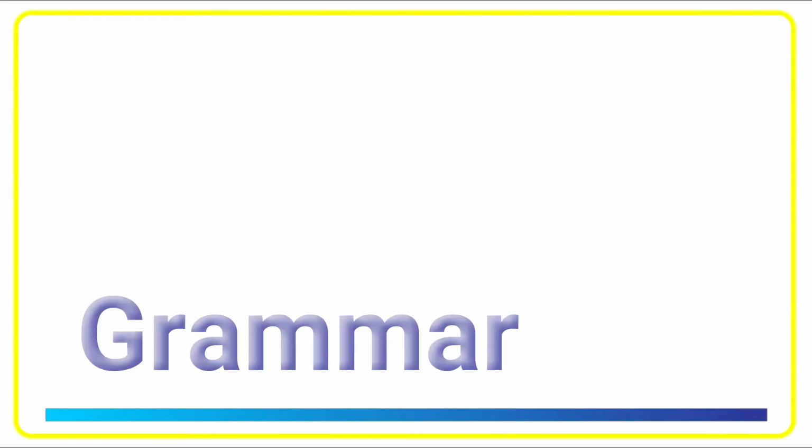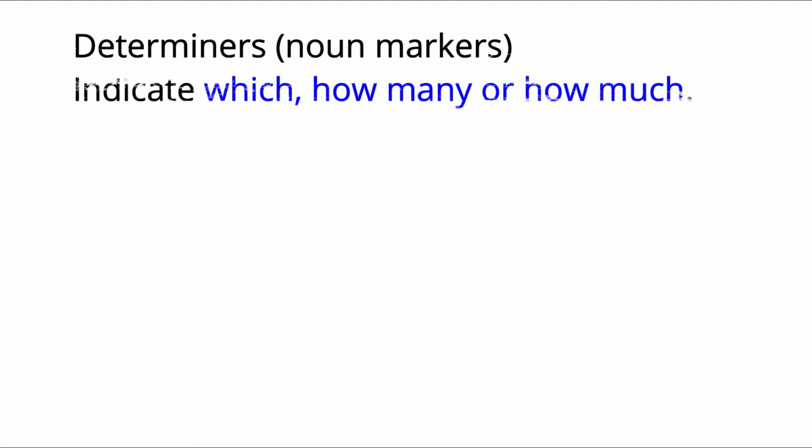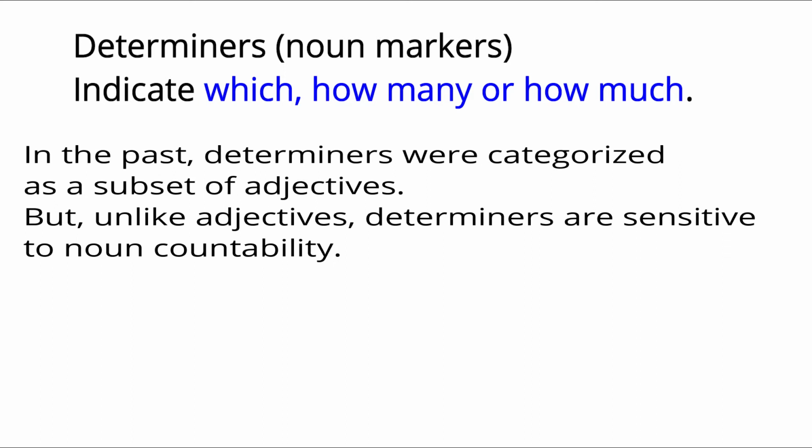Determiners are often called noun markers. Determiners come in front of nouns to tell which, how many, or how much. Grammarians used to categorize determiners as a subset of adjectives as they modify nouns.